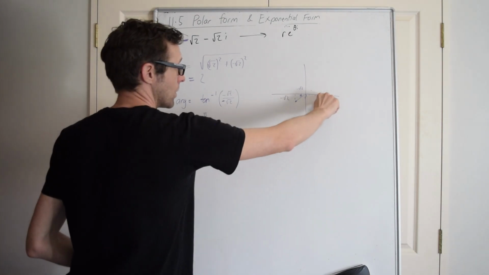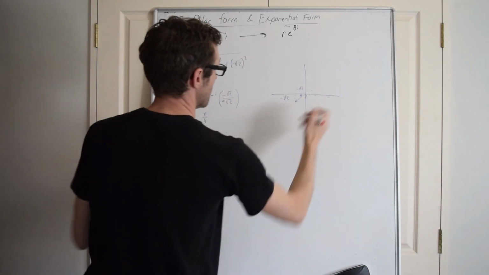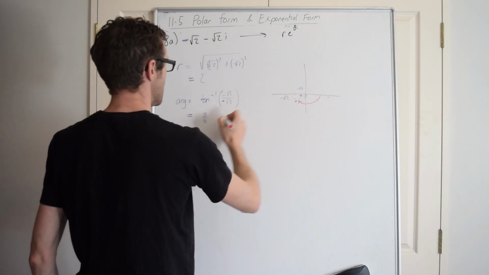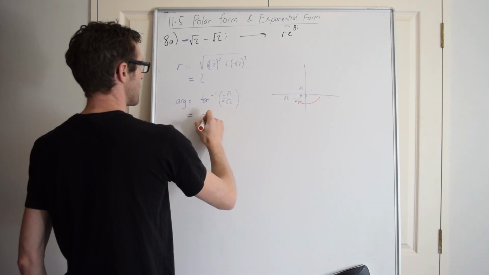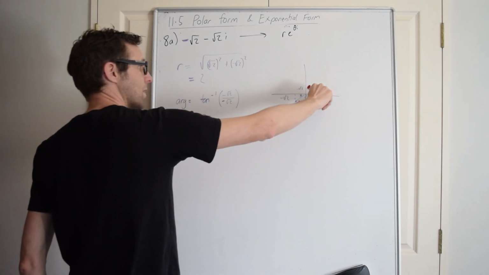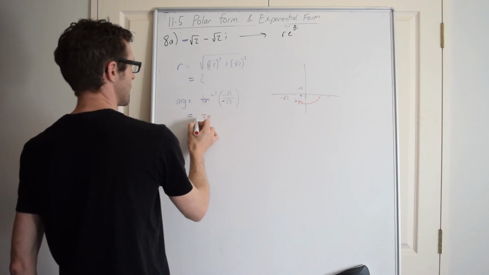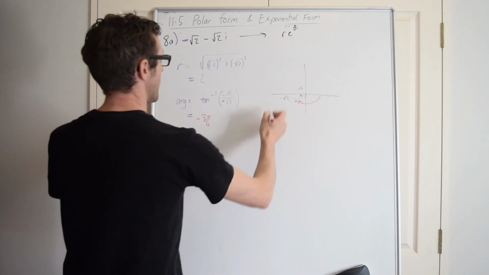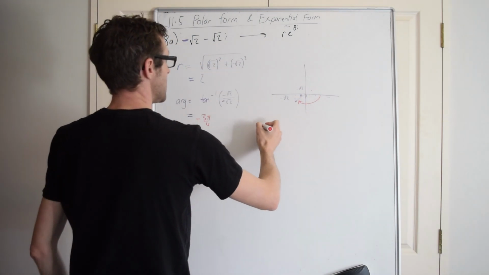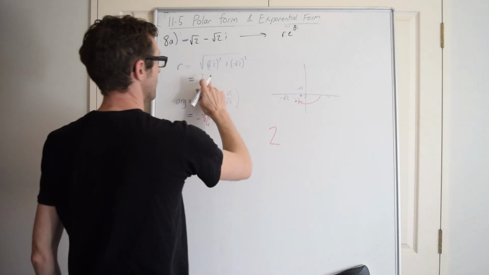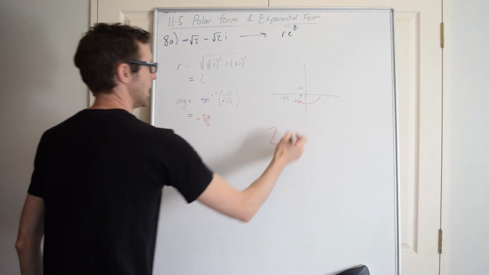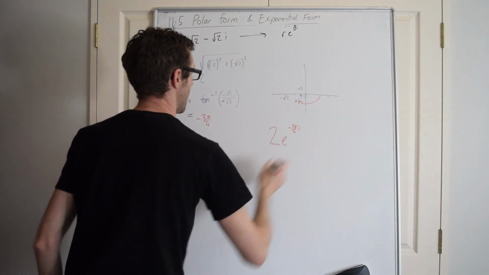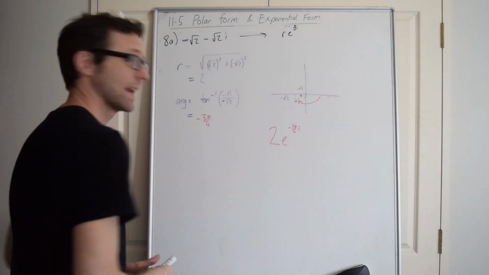However, I've got to start measuring from here. So what I really want is to find this here. Well, if this is pi over 4 and this whole thing is pi, then my argument must be 3 pi over 4. But since I'm going this way, it's a negative 3 pi over 4. We get positive this way, negative this way. So therefore I could write this in exponential form as 2 e to the minus 3 pi over 4 i. And that would be my final answer there.